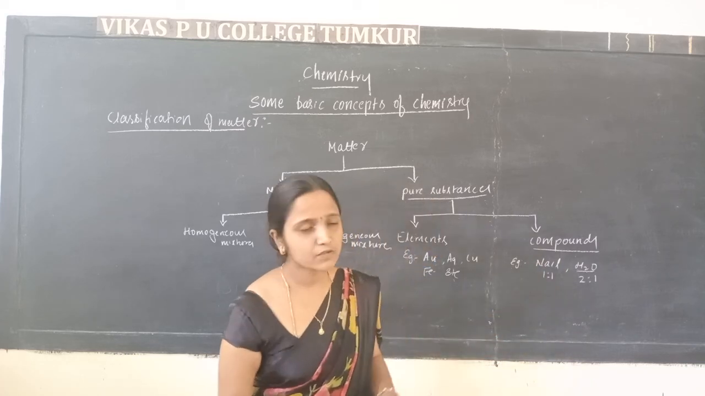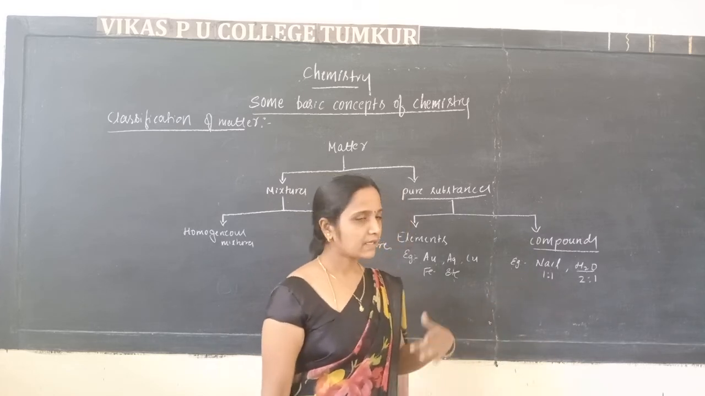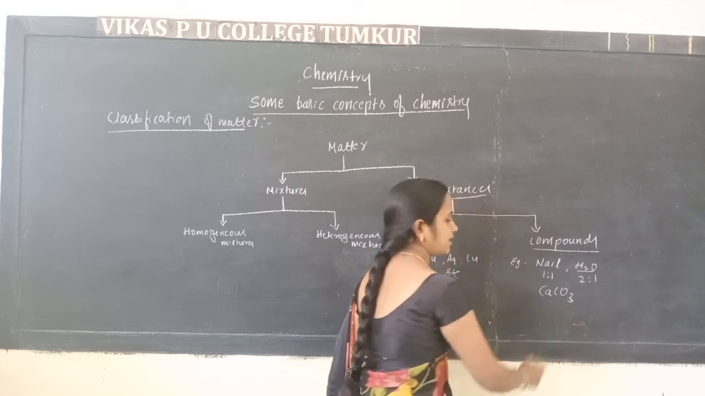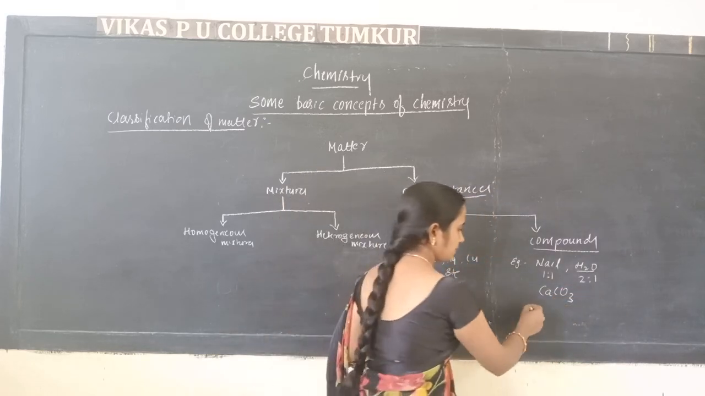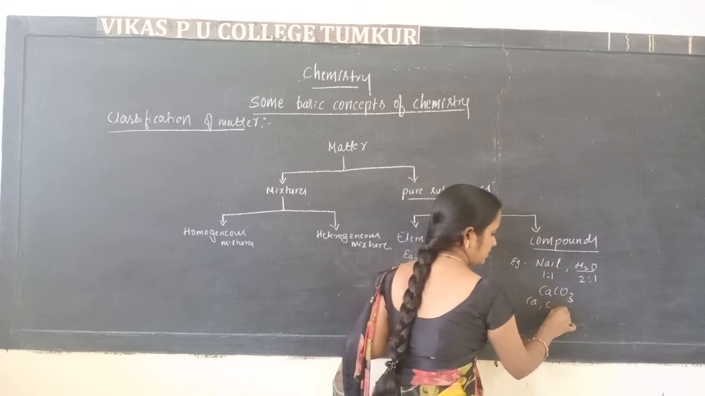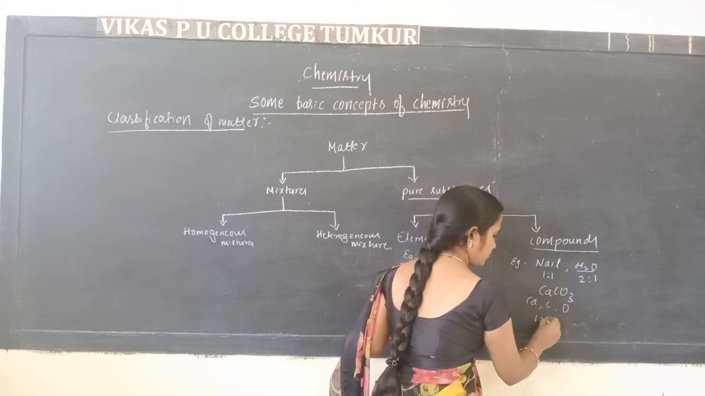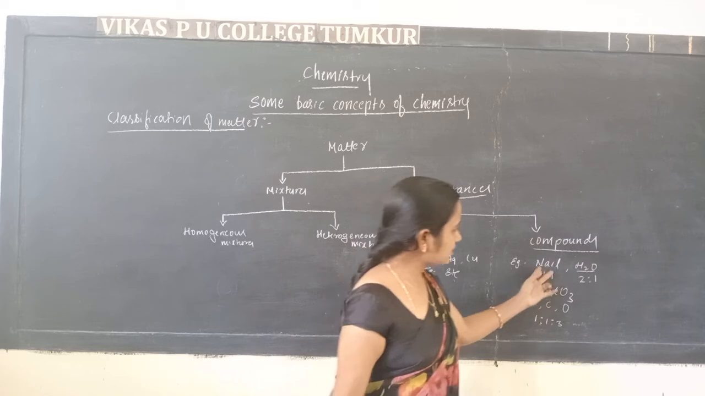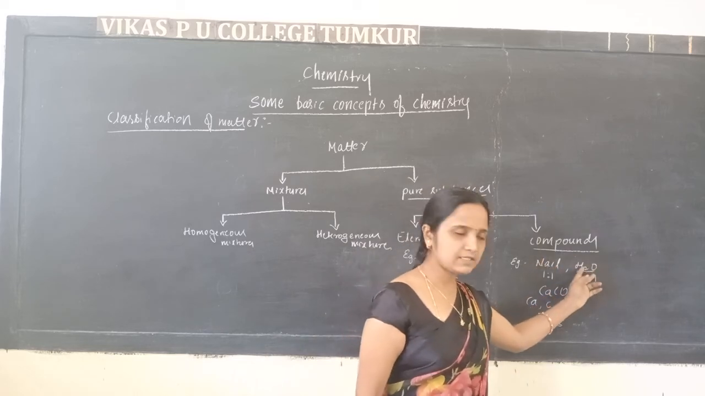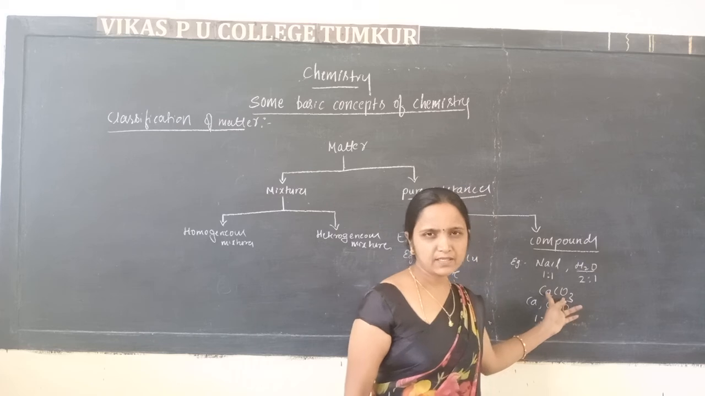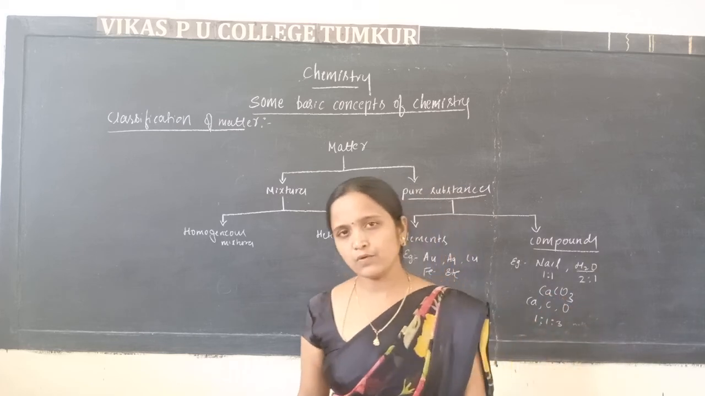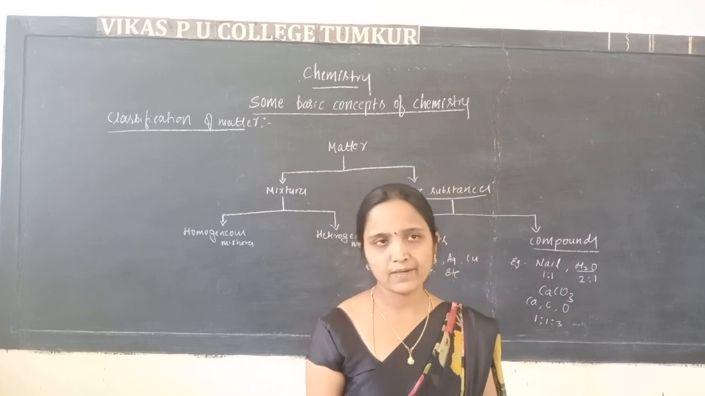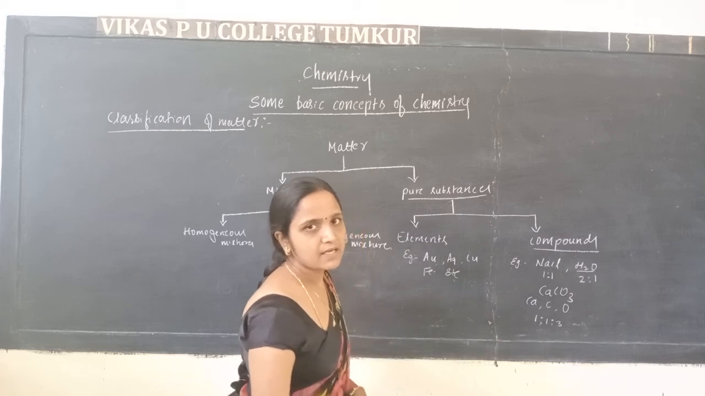Example for this is sodium chloride, water, and calcium carbonate, CaCO3. Here it contains 3 elements: calcium, carbon, oxygen. The ratio is 1:1:3. Means 2 or more. In this you can find 2 types of elements, in this also 2 types of elements, but in this you will find 3 types of elements. Means 2 or more elements combined in a definite ratio is called compounds.